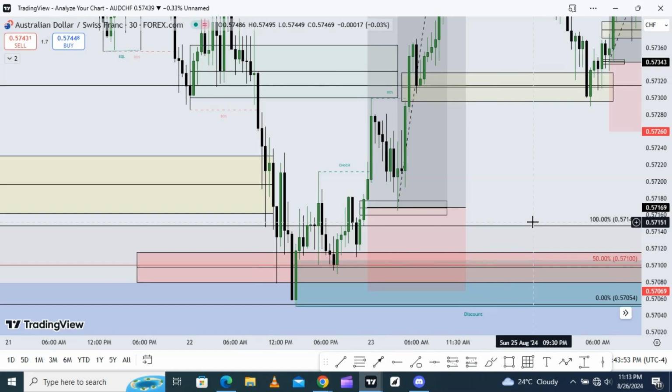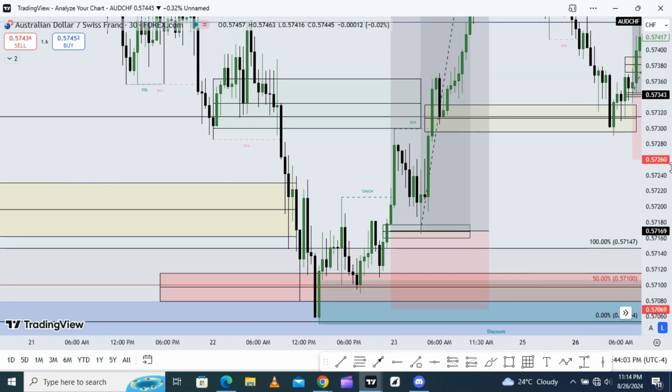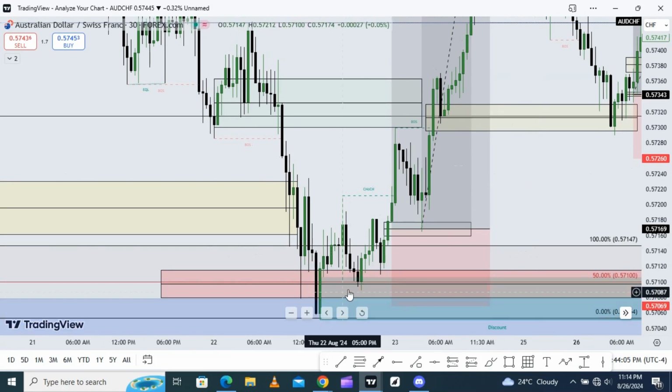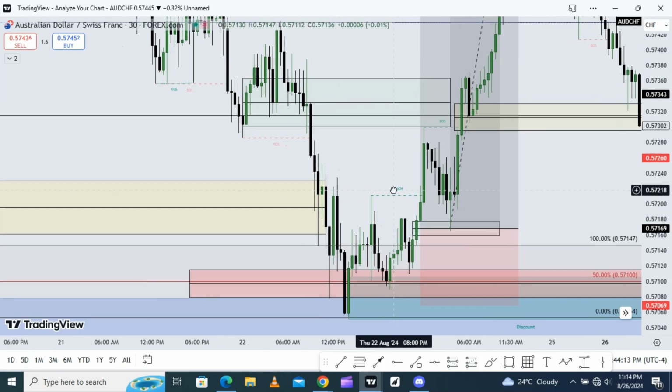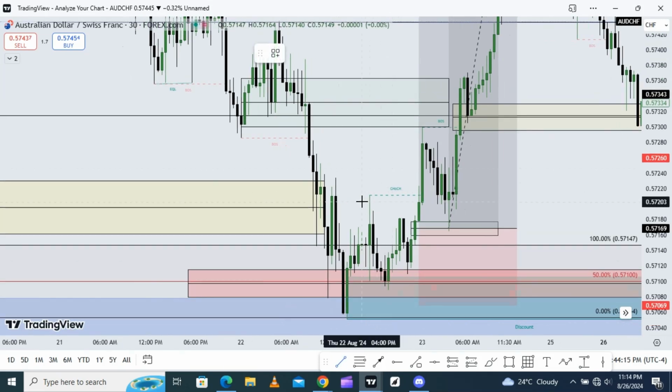So after market reaches the level, what do we have to do? Wait, be patient, wait for market to shift. After the shift, wait for market to break. Like you see here, this is the setup I took last week. After market came to this level, 50%, then I waited, and here the market structure shifted, a market structure shift.